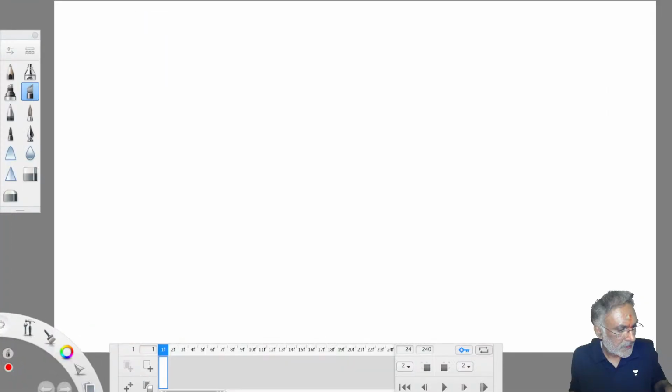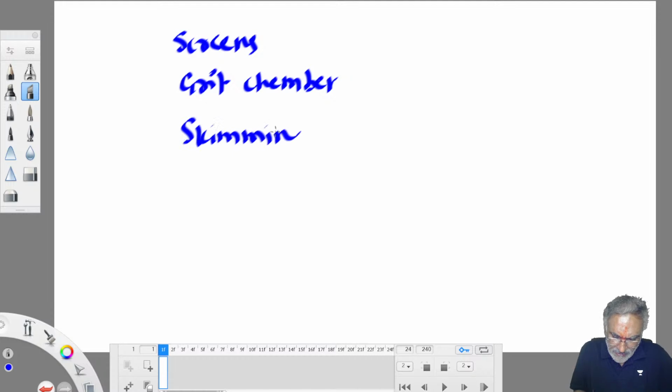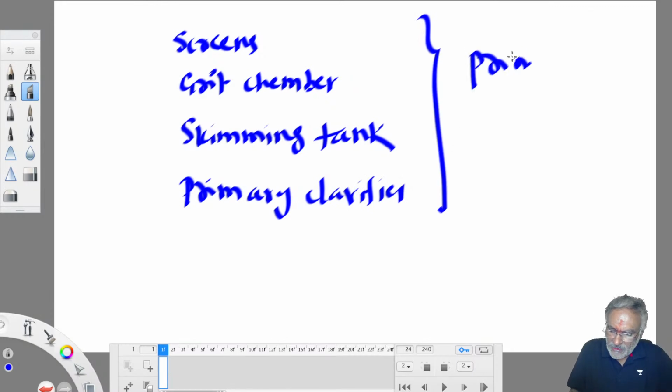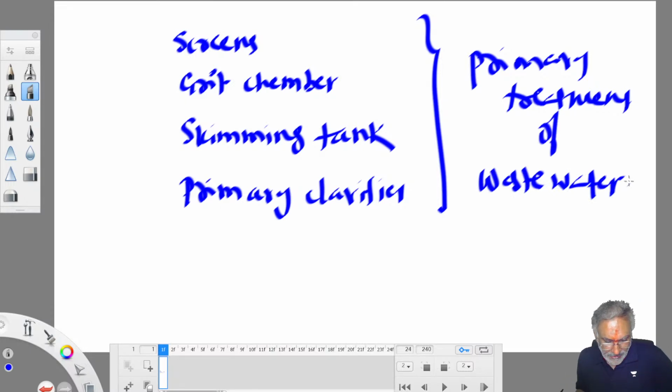Okay, retrospecting that last class, we discussed about screens, grit chamber, skimming tank, and primary clarifier. Okay, that means we discussed about primary treatment of wastewater. So let us see in this class secondary treatment of wastewater.